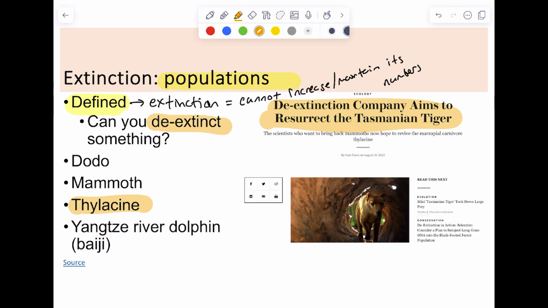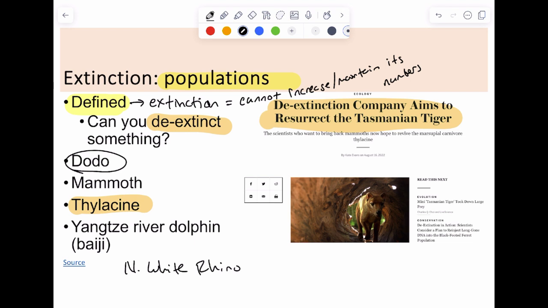We have taken tissue of them because there's several taxidermied samples, and people are trying to figure out, can we bring them back? And would be using, I think, the Tasmanian devil as the surrogate to attempt to bring them back. We're trying to do the exact same thing with the northern white rhino, since, again, they are basically extinct. We're trying to do the same thing with the dodo.